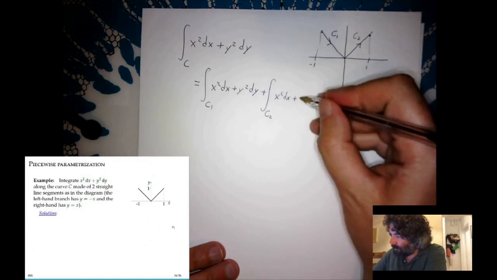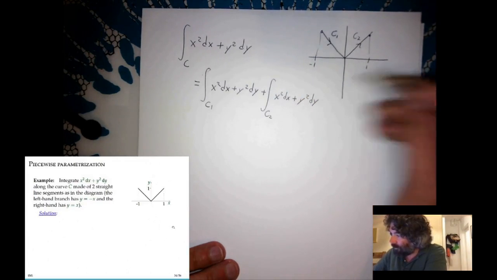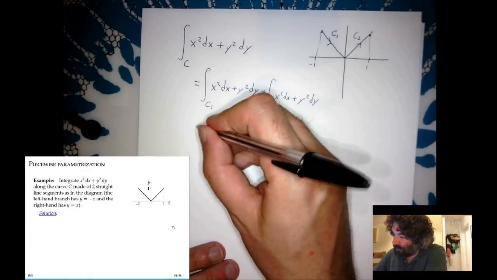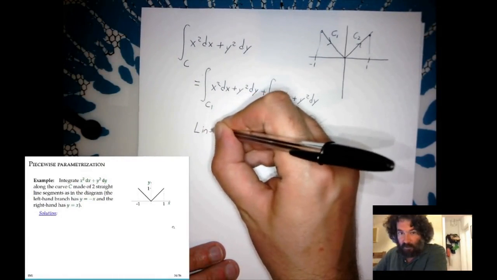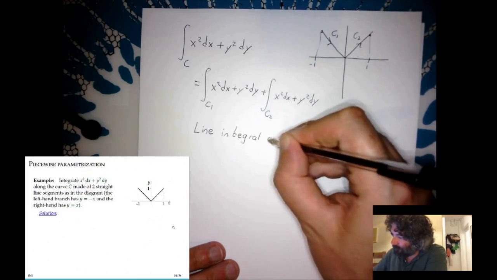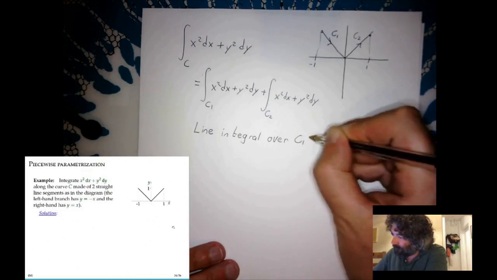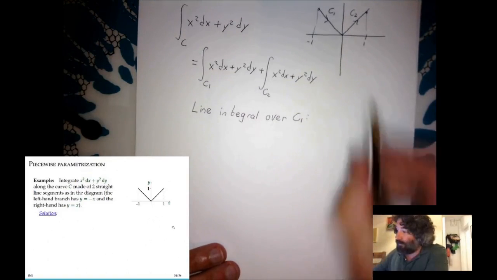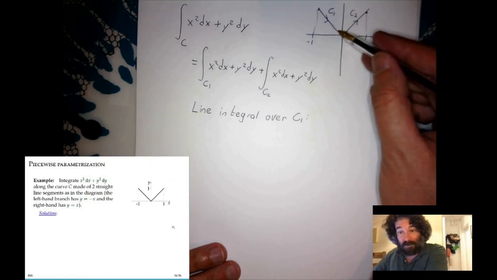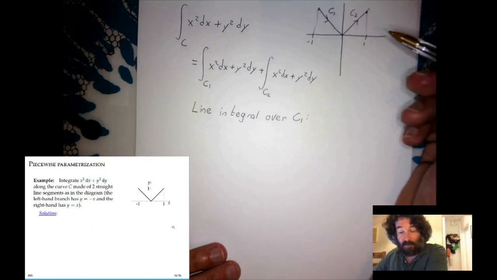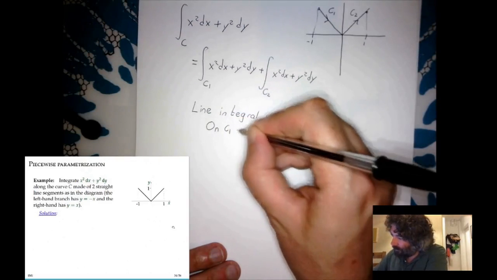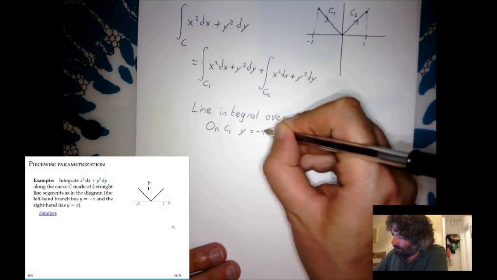So line integral over C1 plus the line integral over C2. And so we'll evaluate these two separately. So first, let's look at the line integral over C1. All right, so C1 is this curve. This curve, C1, is a segment within the line y equals negative x. So on C1, y equals negative x.